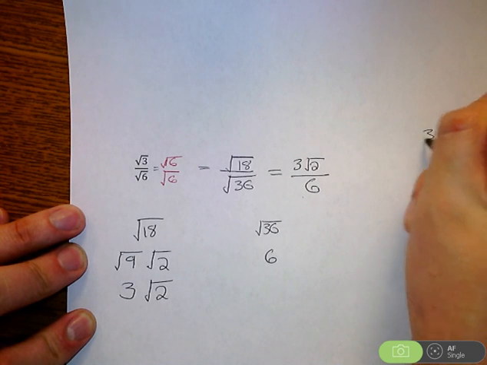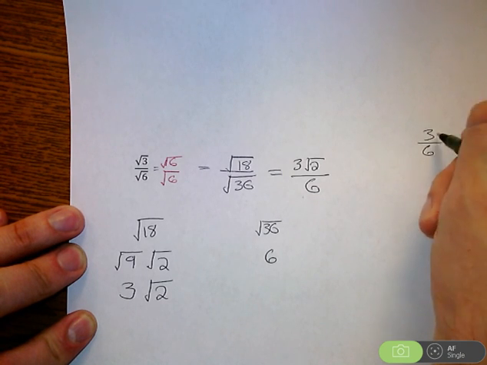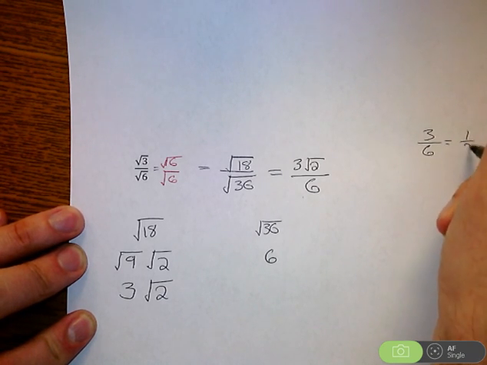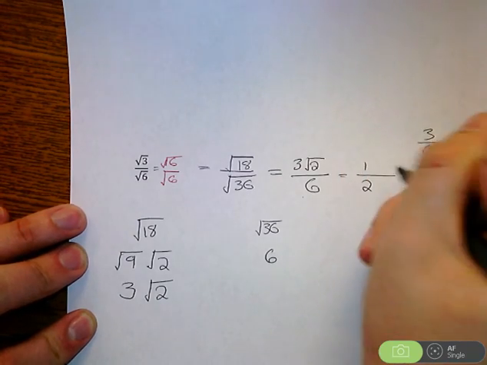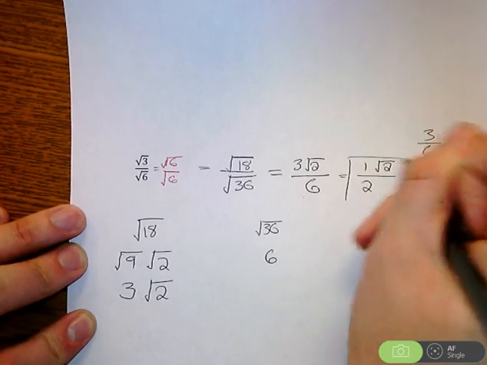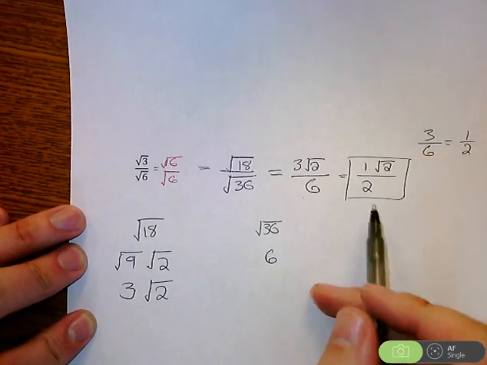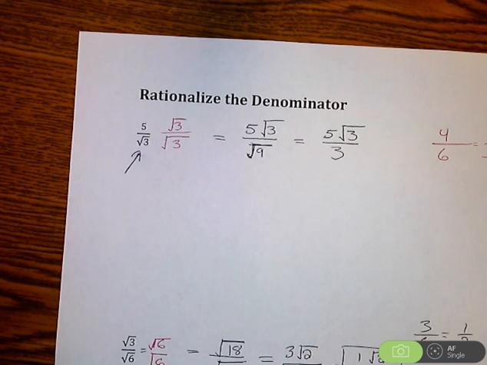I have a 3 over 6, which you kind of have to think back to your old fraction days. That can be reduced if I divide both the top and bottom by 3. You get 1/2. So our answer here is we're going to change that 3 over 6 to 1 over 2 with a square root of 2. So 1 square root of 2 over 2 would be our answer. And that was rationalizing the denominator.